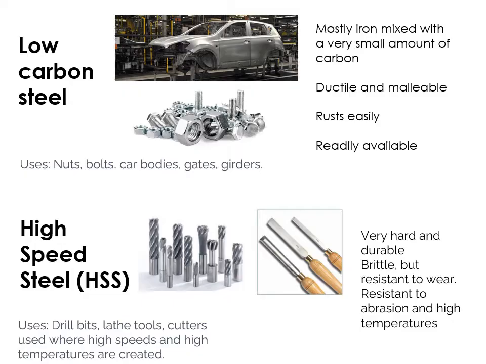So the friction and the heat that's generated at those high speeds is not going to affect the drill bit. It's not going to melt. It's not going to wear away. It's not going to deform. So that's what this is. High-speed steel is used on things like drill bits and lathe tools, where something is moving at a high speed. So that's the first two, low carbon steel and high-speed steel.